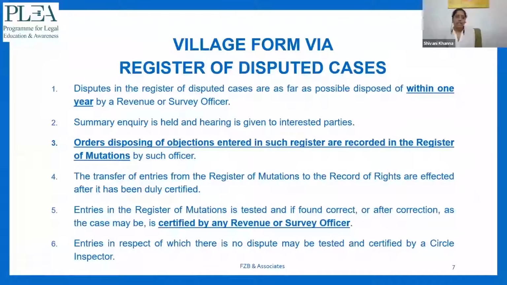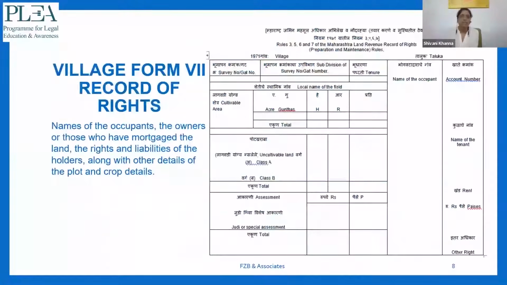Now, as per the procedure, within 1 year, the revenue and survey officer has to decide by way of summary inquiry. A summary hearing is held, and an order is passed. Now, this order also gets recorded in the Register of Mutation, and thereafter the transfer takes effect from the Register of Mutation to the record of right. That is your Form 7.